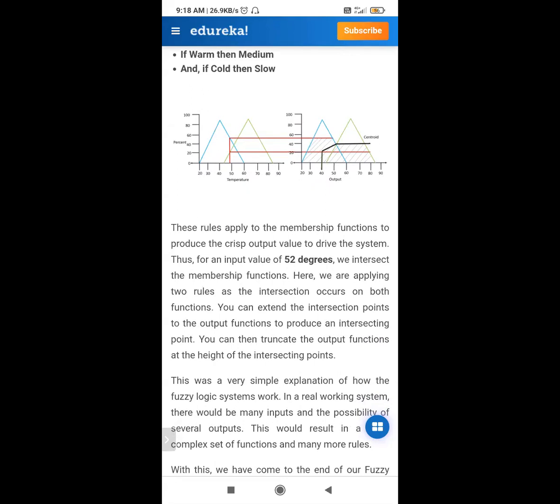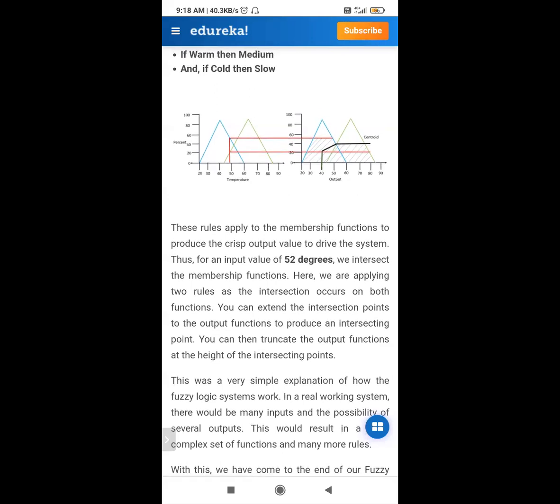Okay. In order to get the crisp output value, we need to apply the rules to the membership functions. Then we are going to get the crisp output value. Right. So for an input value of 52 degrees, now the temperature is 52 degrees. We have to intersect the membership functions here. So when the input value is 52 degrees, we need to intersect the membership functions like this.